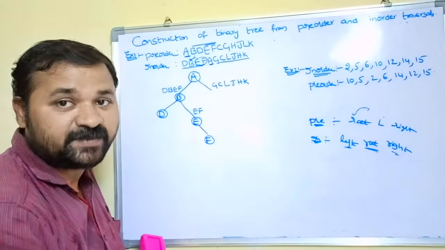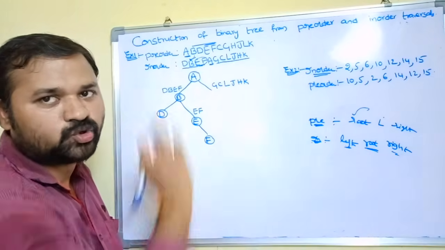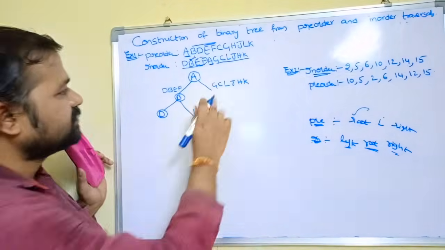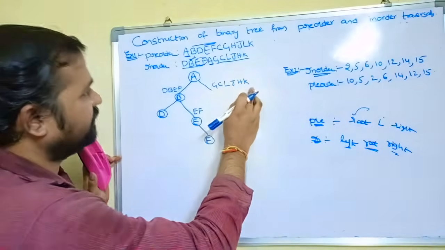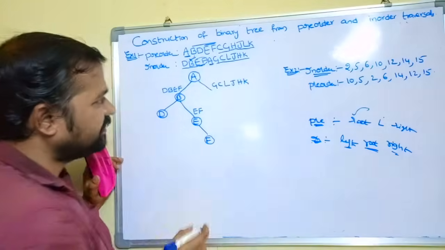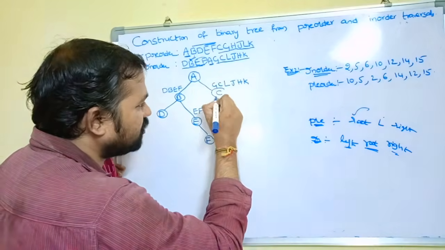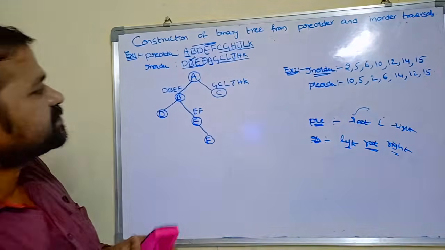So in order to determine the parent node or root node, we have to go to pre-order traversal. Okay. So C G H J L K. Which node occurs first? C occurs first. So C will become the root node.